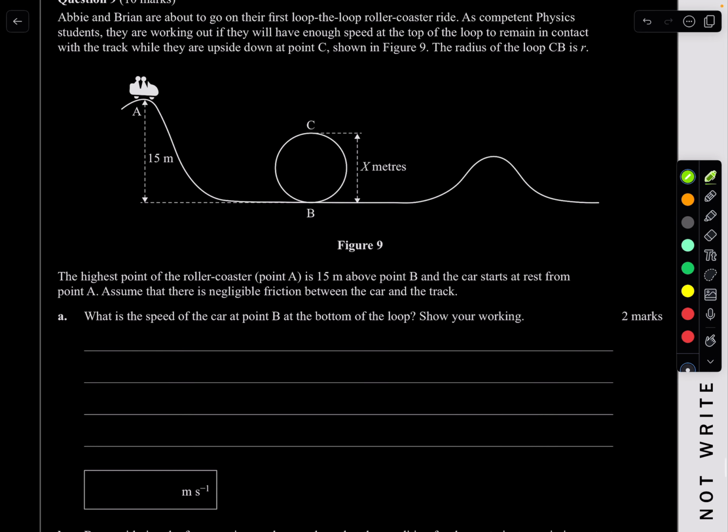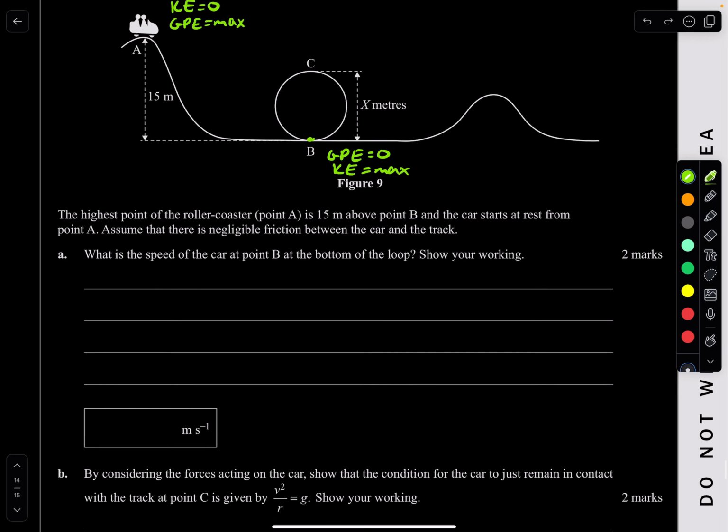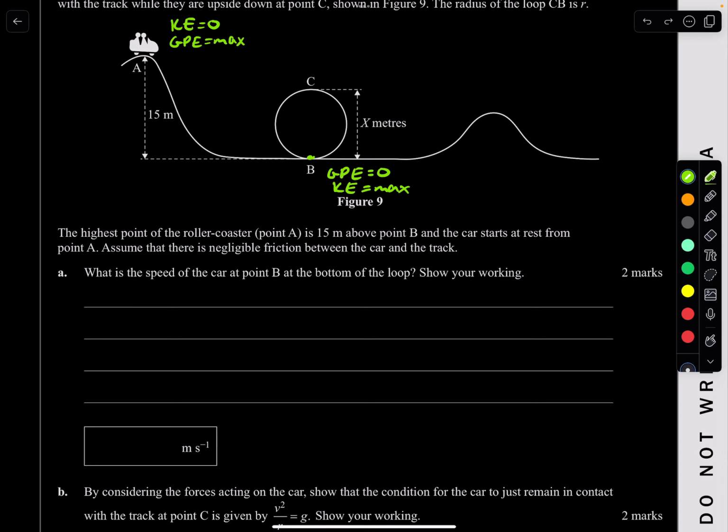Beautiful. So pretty much, if it starts at rest, there's no kinetic energy, so your kinetic energy here is 0. And your gravitational potential energy is at its maximum value. Assume that there's negligible friction between the car and the track. What is the speed of the car at point B at the bottom of the loop? At the bottom of the loop, we know that the gravitational potential energy is 0. And so the kinetic energy must be at its maximum value because your total energy, which is adding these two, must equal a constant value. So all we've got to do is make this equal to your kinetic energy.